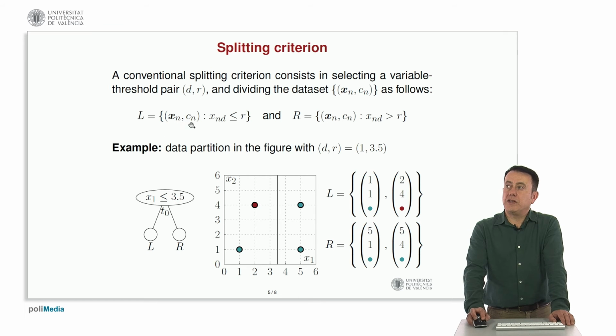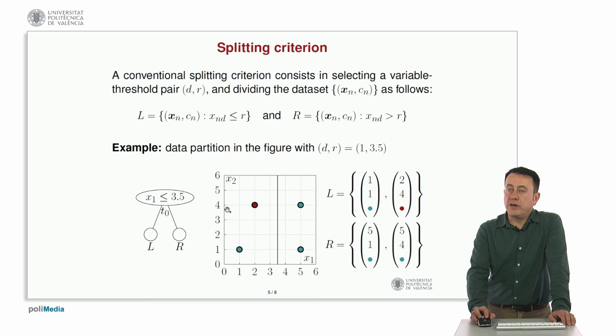Left is all training samples having in feature D a value less than R, and right is all the remaining samples, all samples having in feature D a value greater than R. So for instance, in this case, if we consider these 4 points, and we consider the pair dimension 1 and the value R threshold 3.5, for these 4 points, we would check this feature and this threshold, and those on the left will be included in the L subset, and those on the right in the R subset.